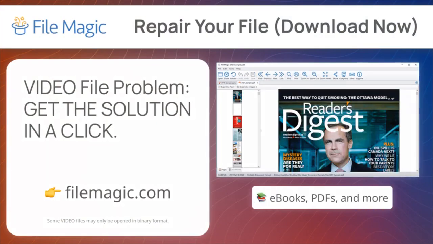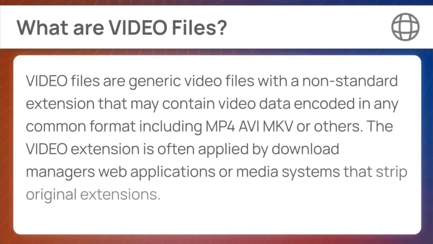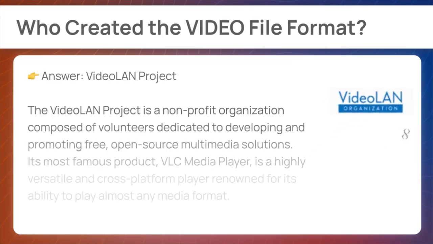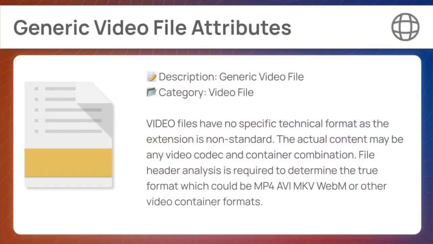Video files are generic video files with a non-standard extension that may contain video data encoded in any common format, including MP4, AVI, MKV, or others. The video extension is often applied by download managers, web applications, or media systems that strip original extensions. Video files have no specific technical format, as the extension is non-standard. The actual content may be any video codec and container combination.